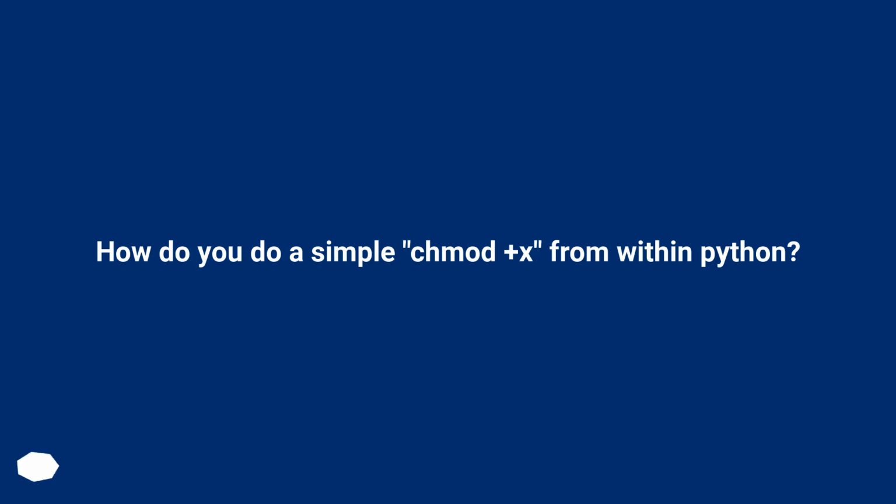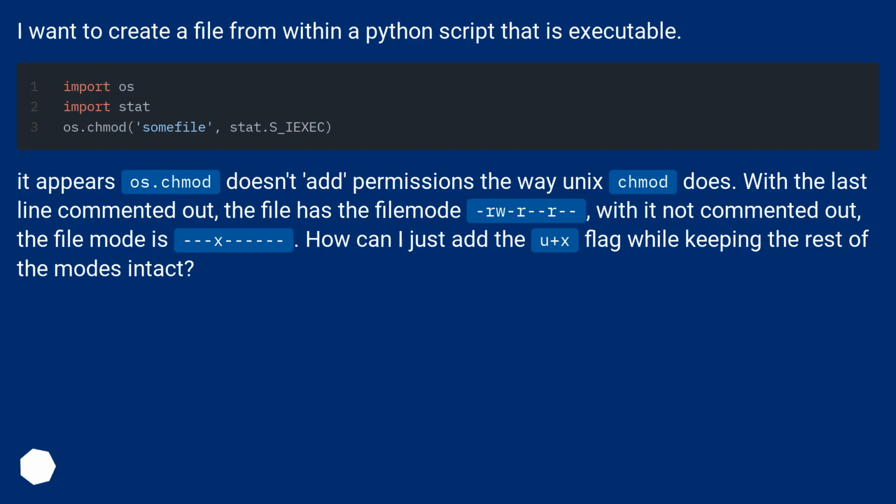How do you do a simple chmod +x from within Python? I want to create a file from within a Python script that is executable. It appears os.chmod doesn't add permissions the way Unix chmod does.